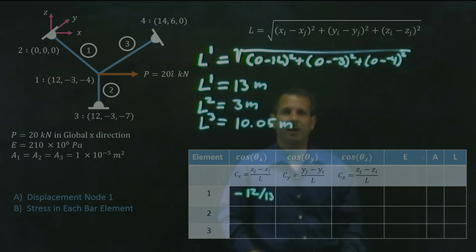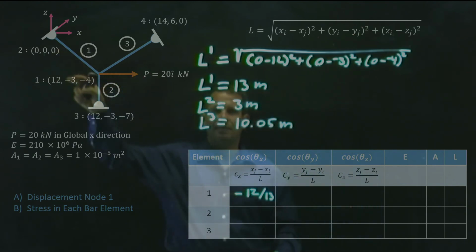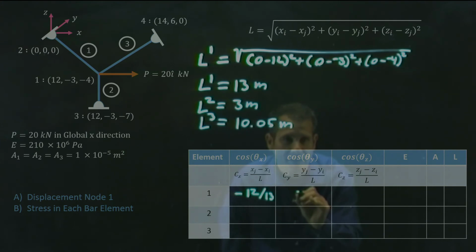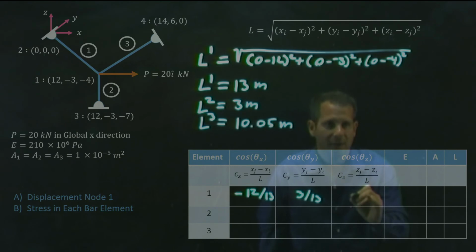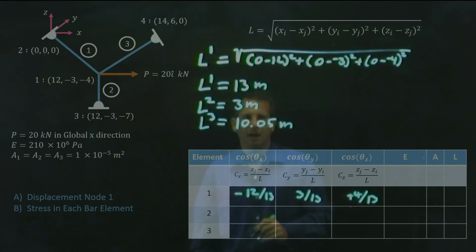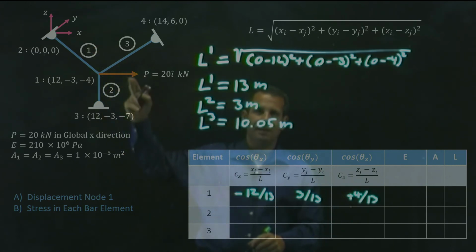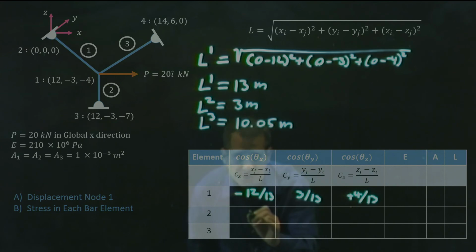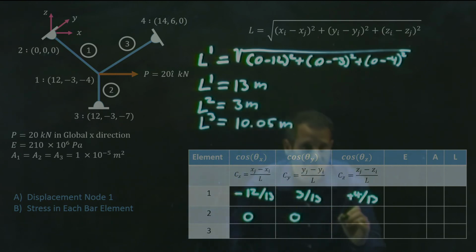Following a similar pattern, I'll have 0 minus 3, so I will get a positive 3 over 13 for cosine of theta y, and a positive 4 over 13 for cosine of theta z. Doing the other two elements, element number 2 is easy because it's parallel to the z-axis, so cosine of theta x is just going to be 0. I'll get another 0, and for cosine of theta z, I will just get negative 1.